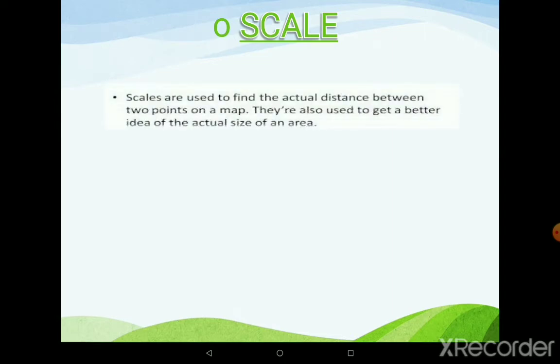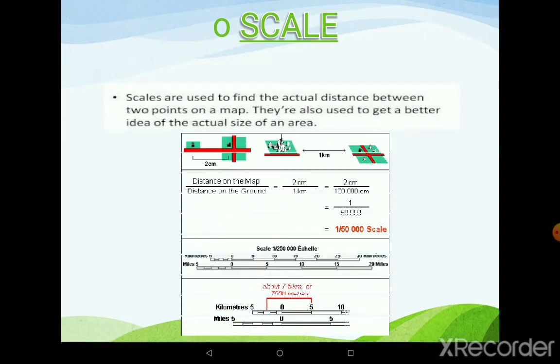You can see how a scale looks like below, the kilometers and the miles. Take an example: on the map, on the paper it is 2 centimeters, but actually that place is 1 kilometer far away from each other.